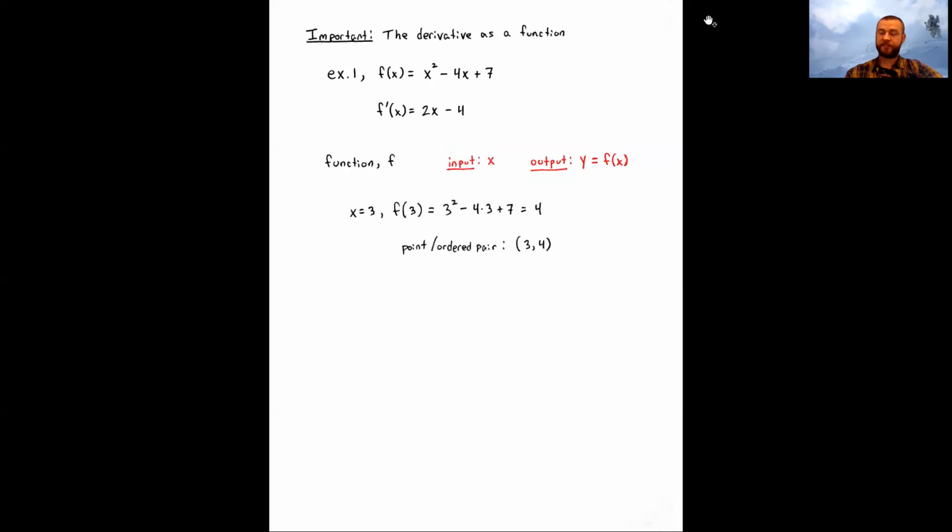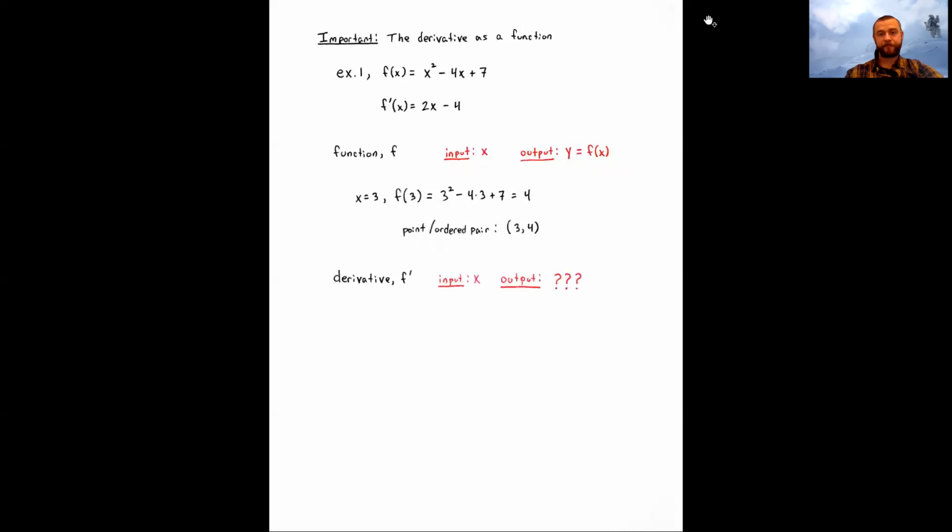So as a quick example for this function within example 1, let's say we pick x-coordinate 3. What is f of 3? Well, plug that into the function. 3 squared minus 4 times 3 plus 7 is 4. I checked with the calculator before this. So we get the point, the ordered pair, x comma y, 3 comma 4. The x-coordinate or input is 3. The output or y-coordinate is 4. All right, that's basic. That's all something you should be extremely comfortable with.